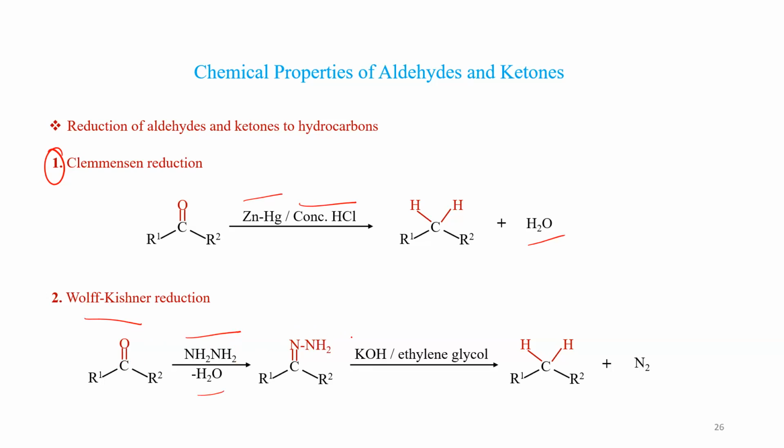And this hydrazone is reacted with potassium hydroxide in ethylene glycol as solvent. The reaction mixture is heated to high temperature. So we get the formation of hydrocarbon, respective hydrocarbon, and nitrogen gas is released.